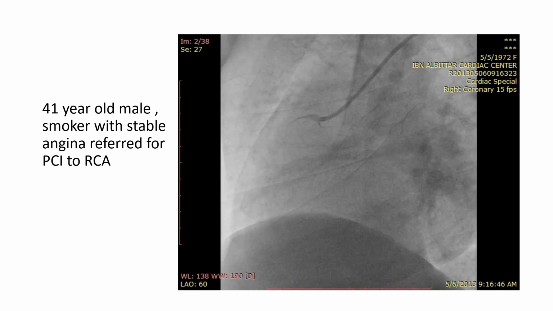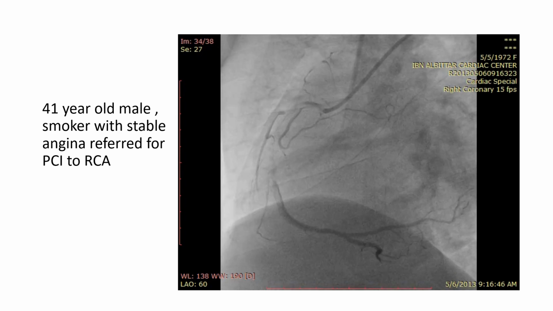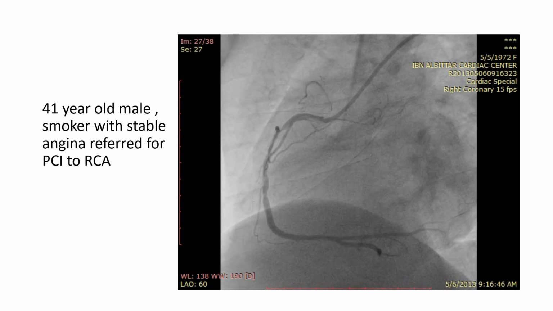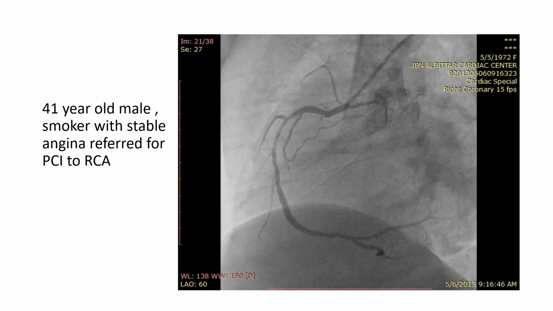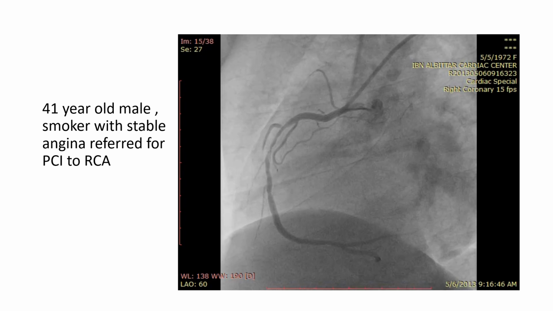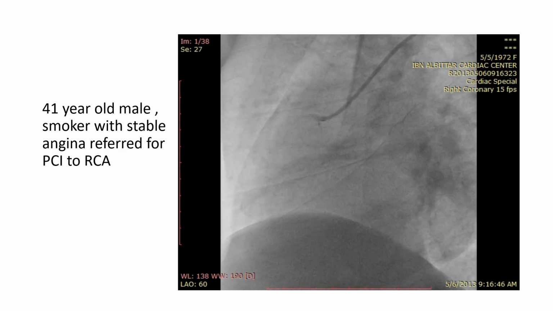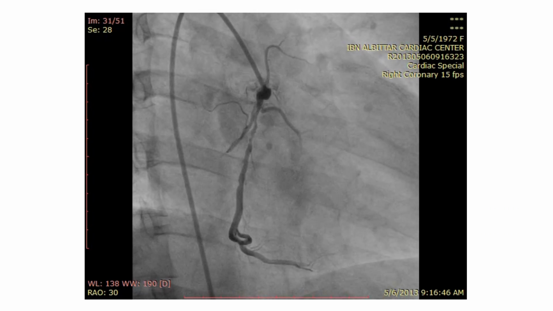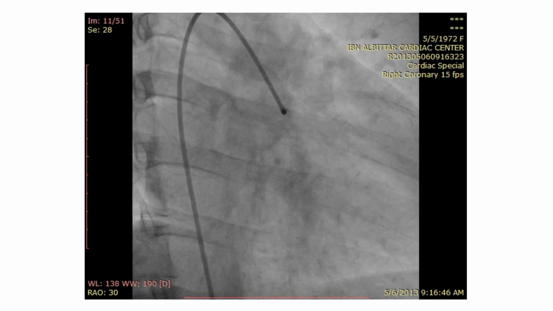This is the LAO view of the right coronary artery, showing a long critical stenosis at the middle part. As we see, the lesion is long, tight, and probably there is some calcification. This is the RAO view showing the same long lesion.